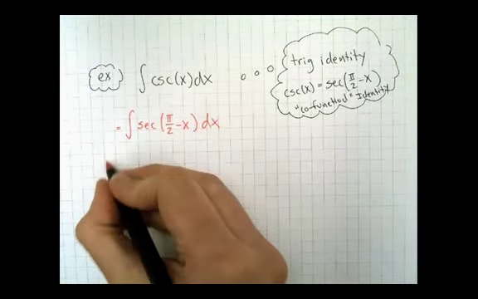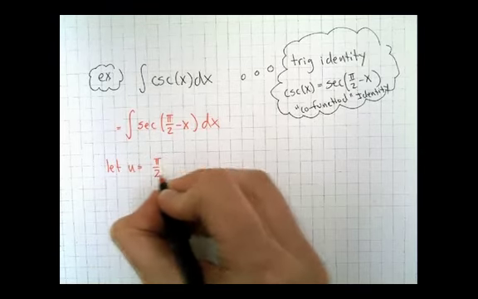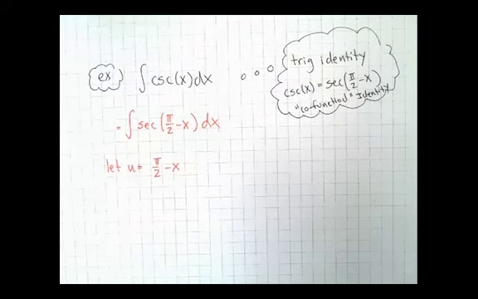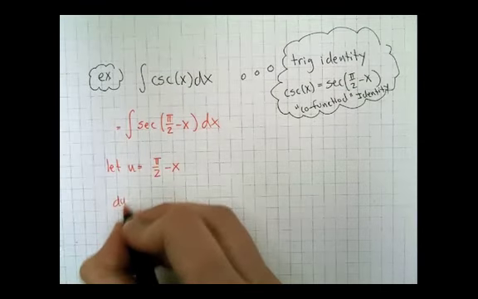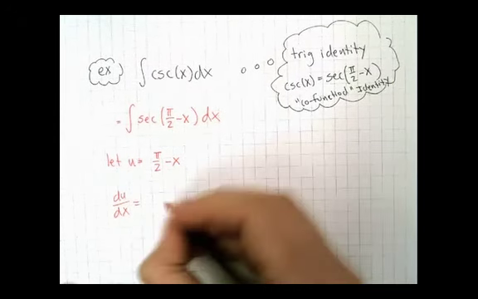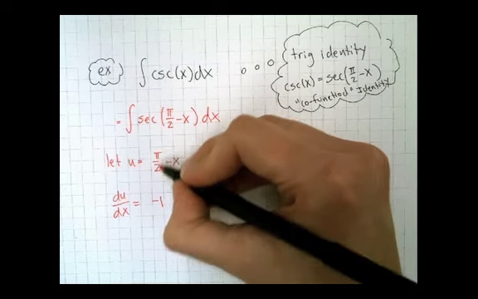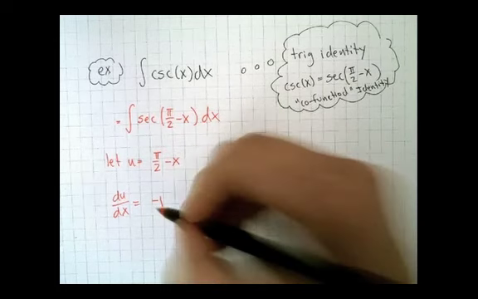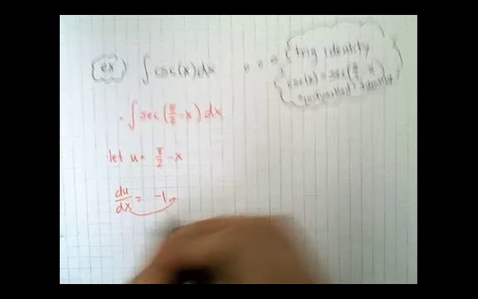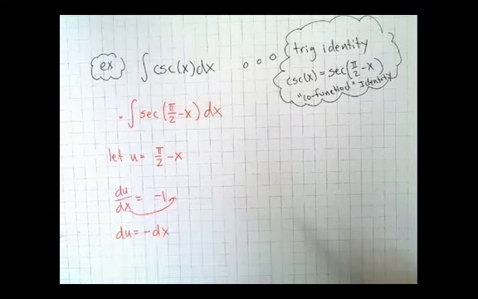And then I'm going to use u substitution, and I'm going to let u equal pi over 2 minus x. The reason is the derivative du/dx is actually just going to be -1. The derivative of pi over 2 is a number, and a number derives to 0, and negative x becomes -1. So I'll move this over and say du equals negative dx.